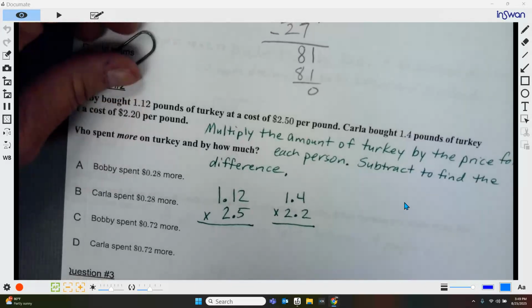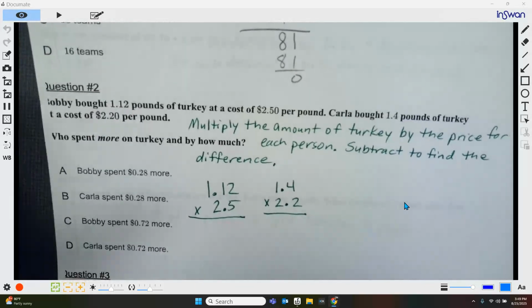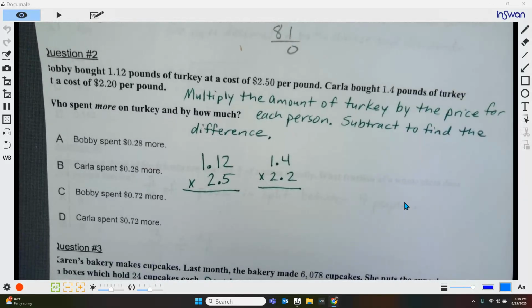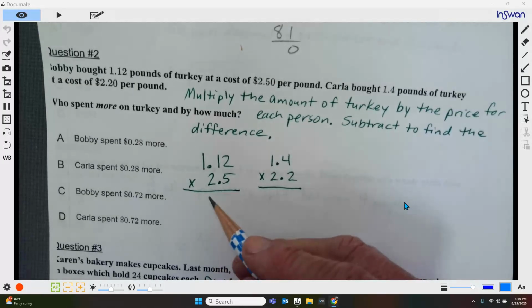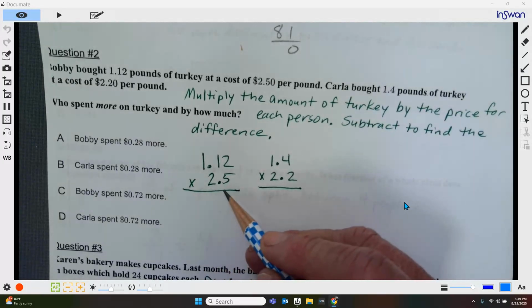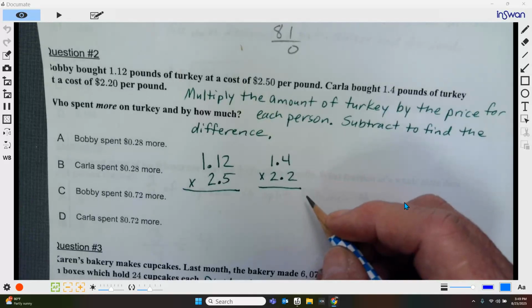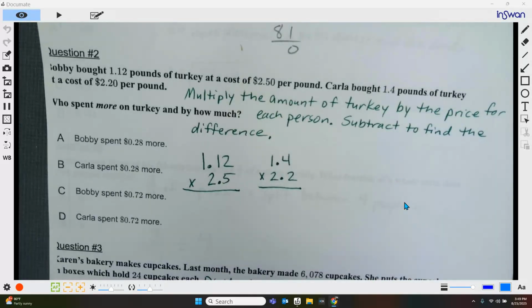It says, Bobby bought 1.12 pounds of turkey at a cost of $2.50 per pound. Carla bought 1.4 pounds of turkey at a cost of $2.20 per pound. Who spent more on turkey and by how much? So you're going to take the rate, the dollar amount that they paid, $2.50. I'm just doing 2.5 because we don't need to multiply the 0, and 2.2 for the $2.20 times the amount.